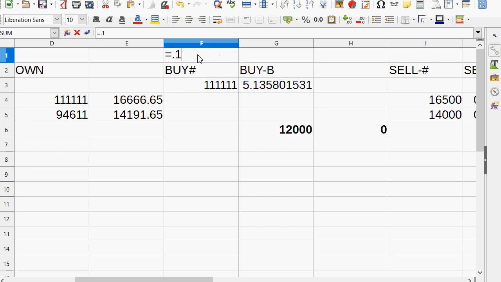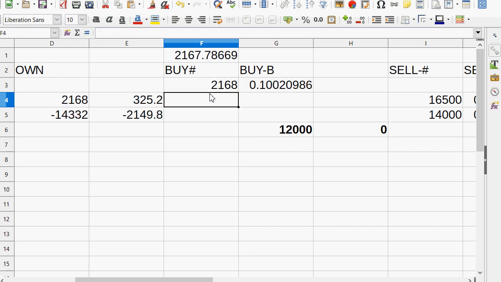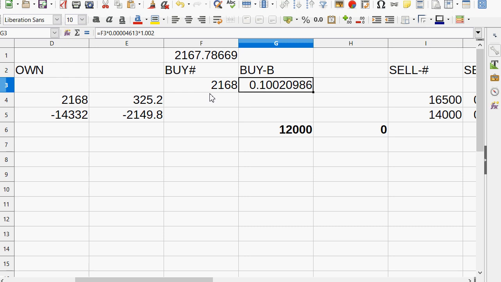Equals 0.1 divided by 0.1234. So I'd buy, we'll say, 2170 or 2168. So equals this, multiply 4613, which is the price. So I did need to do that as well too. So yeah, we're ready to go.